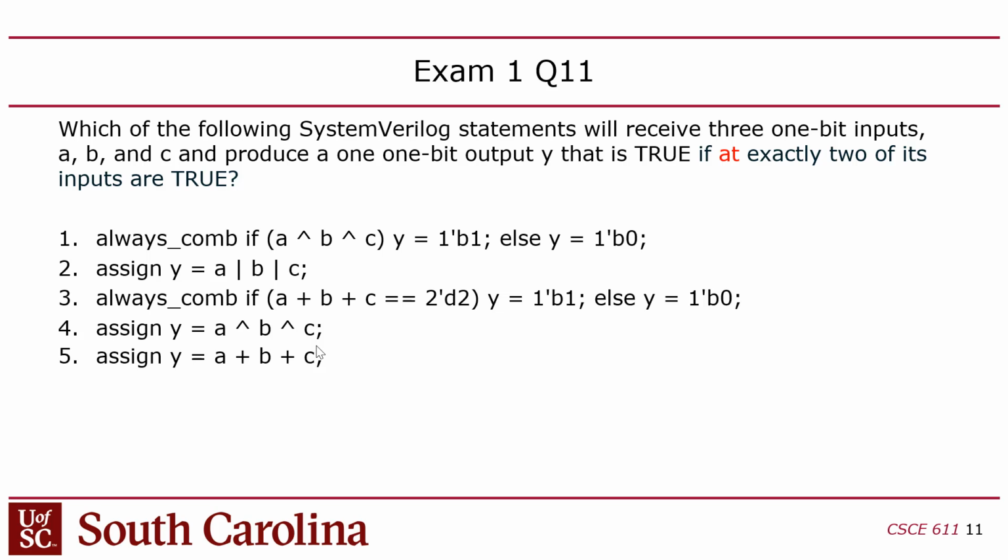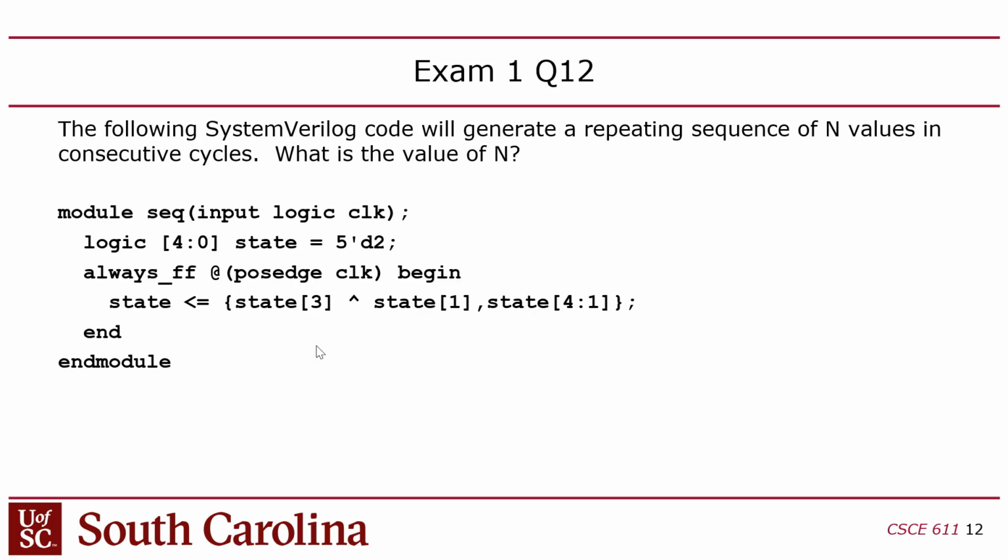at least one input were 1, right? Or actually, y is 1 bit, right? Yeah, it says 1-bit output Y. So actually, option 5, if 2 of the inputs were true, you'd probably get a 0 for Y, right? Because you'd have a carry out of 1 that would get disregarded, right? So what that means is option 5 would be true if you had an odd number of 1 bits set. Okay. All right. The following SystemVerilog code will generate a repeating sequence of n values in consecutive cycles.